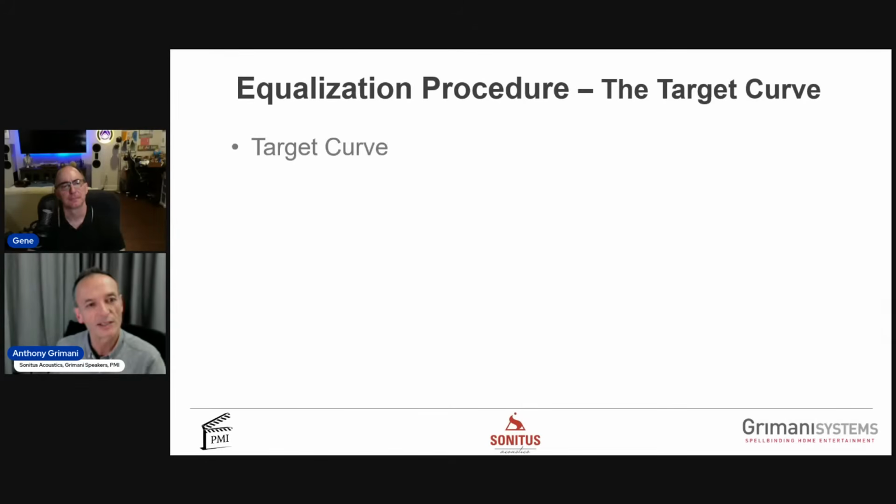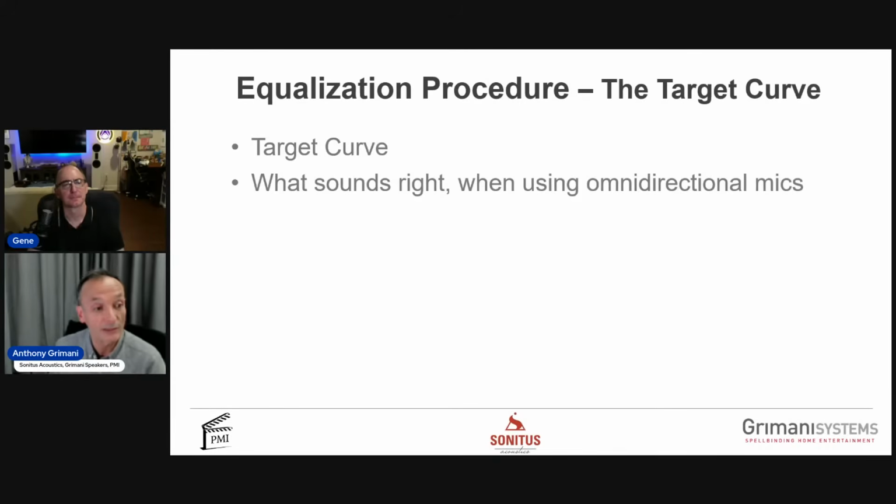So target curve. What sounds right? The target curve is ultimately a measurement of what sounds right when using omnidirectional mics, which sounds weird. It's like, wait, I got a mic. I'm going to tune the room until it sounds good, and then I'm going to measure it. No, you're actually going to look at all these things. You're going to EQ to a start target curve, and you're going to listen. You go, you know what? I need a little more highs, a little less highs, and you're going to start with one speaker at a time and tune that, and that will probably be the target curve for your whole room, assuming your speakers have the same directivity.